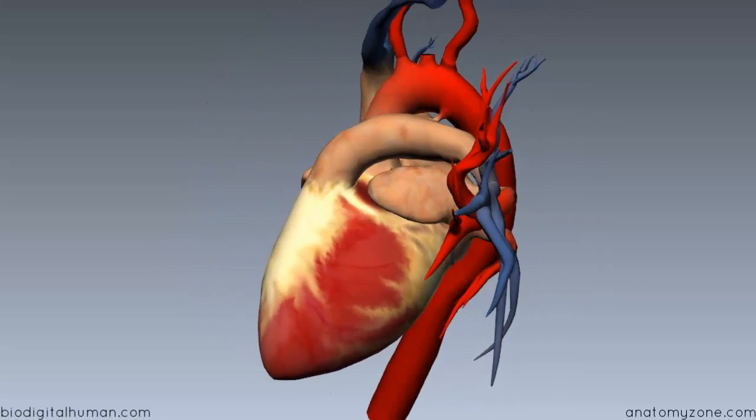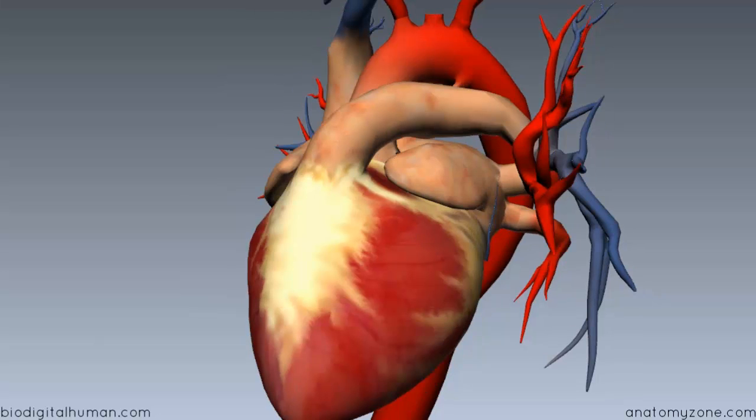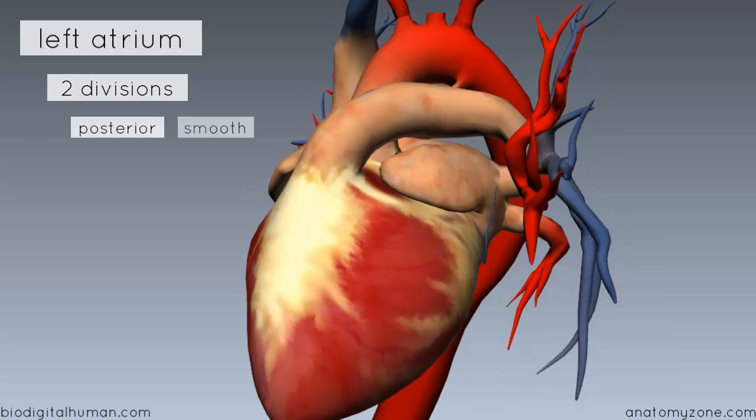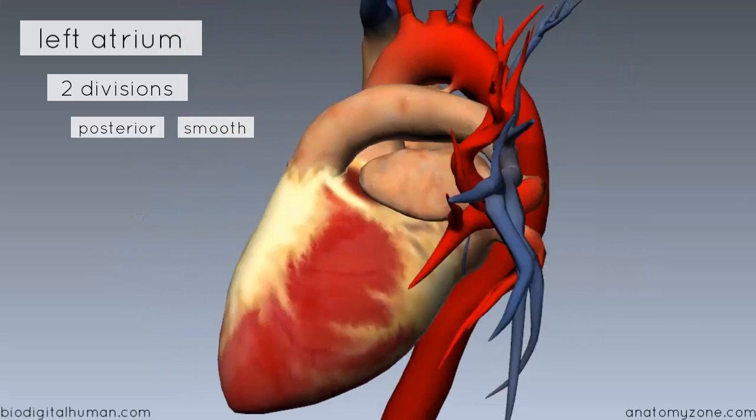So I'll just rotate the model back round again and we'll talk about some of the internal features of the left atrium. So similar to the right atrium, the left atrium has two divisions. So it's a little bit smaller than the right atrium, but it's actually thicker. The walls are thicker. So the posterior division of the left atrium, just like the right atrium, has smooth walls, and this posterior aspect receives these four pulmonary veins.